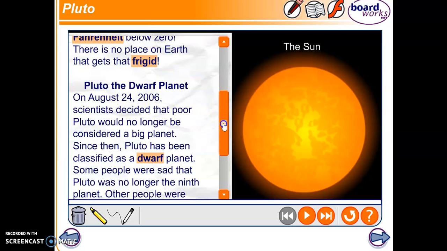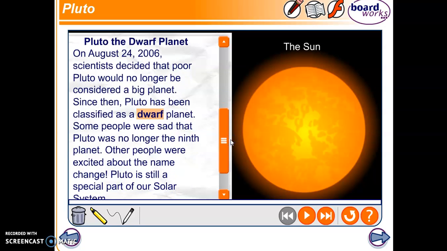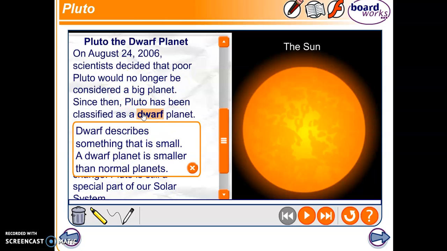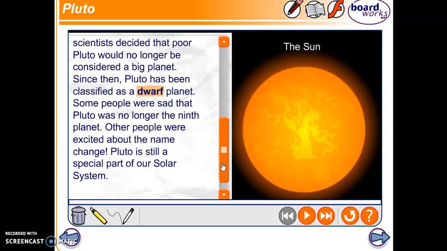Pluto, the dwarf planet. On August 24th, 2006, scientists decided that poor Pluto would no longer be considered a big planet. Since then, Pluto has been classified as a dwarf planet. Dwarf means something small. Some people were sad that Pluto was no longer the ninth planet. Other people were excited about the name change. Pluto is still a special part of our solar system.